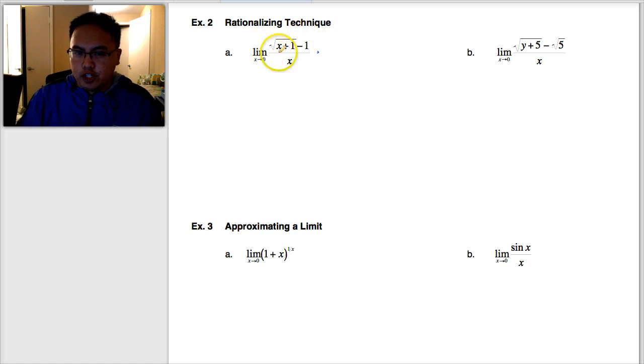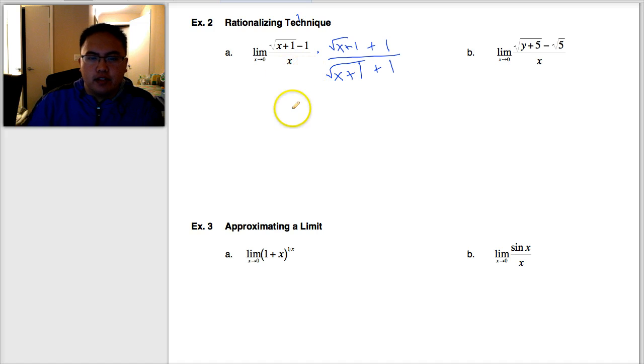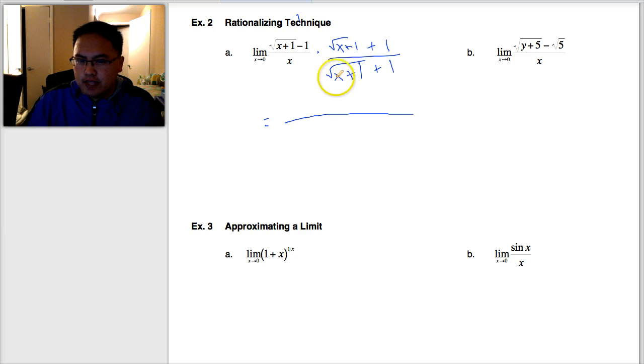I'm going to multiply by the conjugate of this numerator, and that conjugate is the square root of x plus 1 with a plus right here, 1, and I'll multiply that by the bottom also. Okay, so what I'll do, and I'll do this even simpler for you guys, on the bottom, the denominator, in calculus, I'm not going to multiply things out, I'm just going to leave it like that.